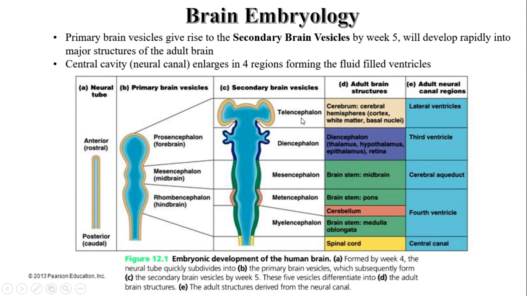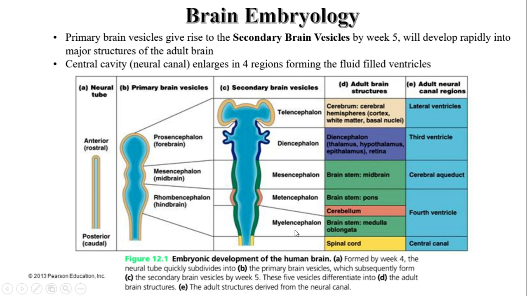It's going to be the telencephalon and the diencephalon. As we said already, the mesencephalon is not going to divide at all, and it's just going to become the midbrain portion of your brain stem. And then the rhombencephalon, or the hindbrain, is going to constrict in this region right here and make the metencephalon, and then the myelencephalon.